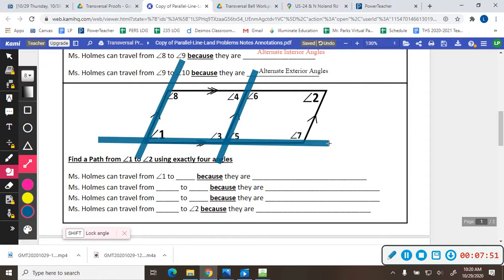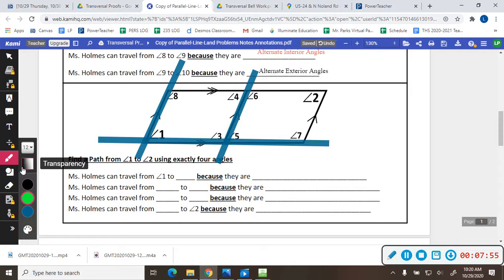And by extending those lines, it kind of makes more sense now. So I know I could go from angle 1 to angle 5 because they are corresponding.